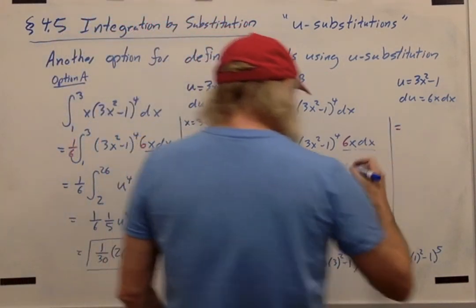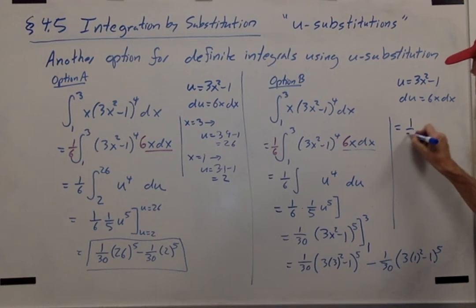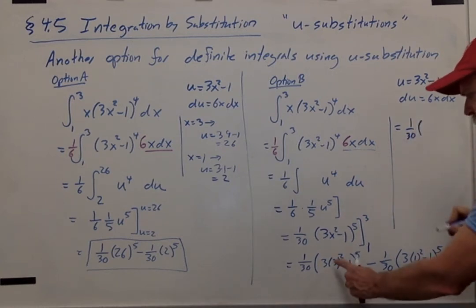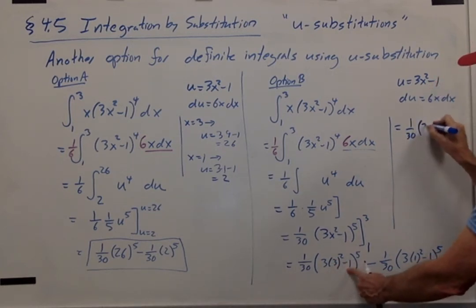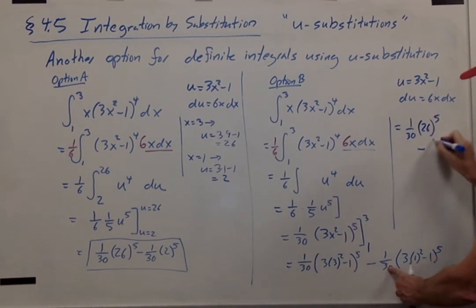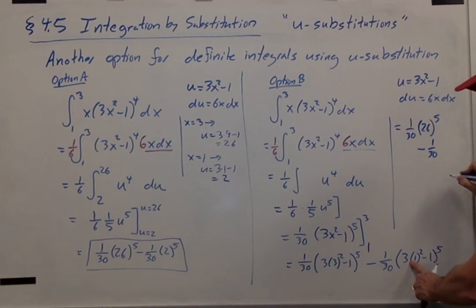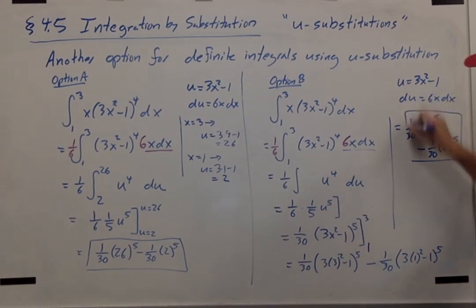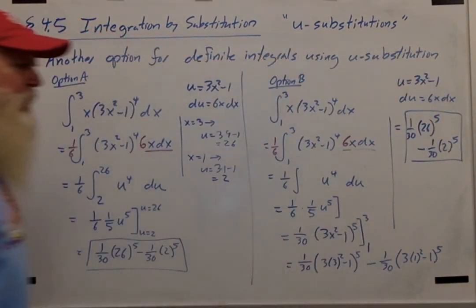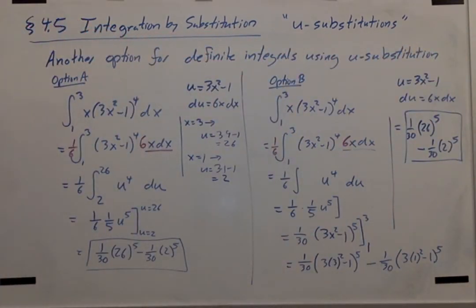So coming back up here to the top, that's 1/30 of 27 minus 1 is 26 to the 5th minus 1/30. 3 times 1 squared is 3 minus 1 is 2 to the 5th. And you see we get the same answer both ways.